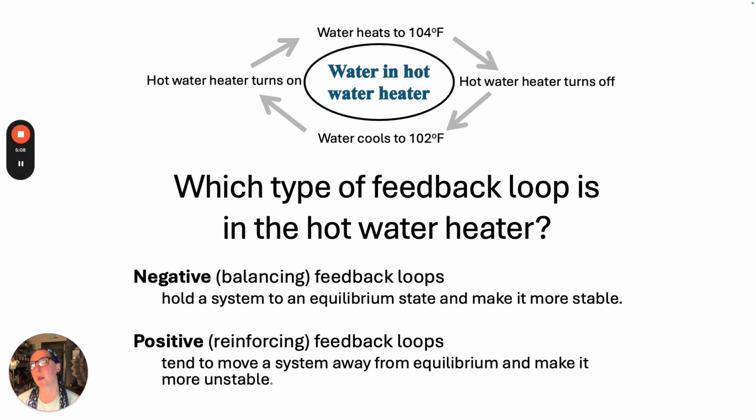Or the opposite direction. The hot water heater's pilot light turns off or whatever, and so the water gets really, really cold and doesn't heat up to what it should be. So a negative balancing feedback loop, again, is holding a system to an equilibrium state and making it more stable, whereas a positive feedback loop tends to move the system away from equilibrium and making it more unstable.